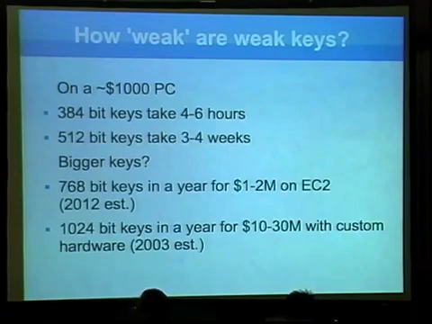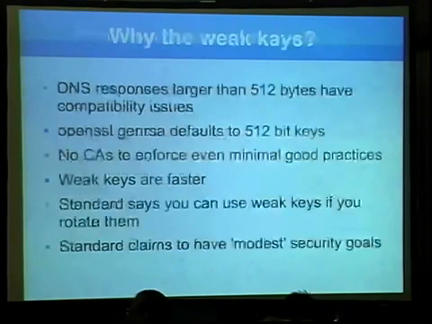Yes? Yeah, NIST says that you should not be using keys smaller than 2048-bit for anything. No. I will get into that on this slide.